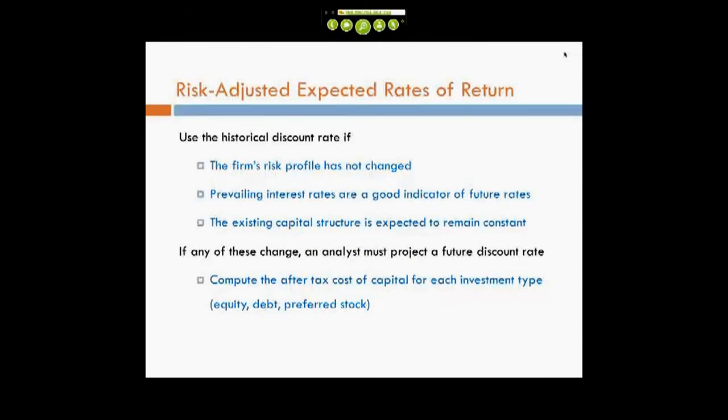So how do you figure out this discount rate? Well, you could look at the historical discount rate that's been used, if the firm's risk profile hasn't changed over time. But risk profiles change over time, right? We know that. Even for secure companies.